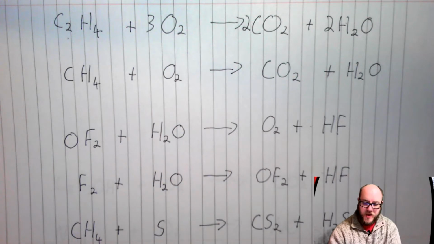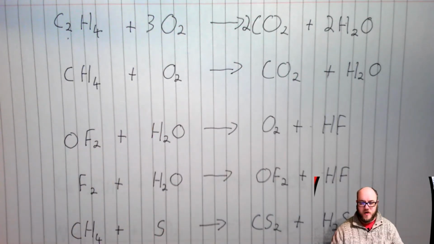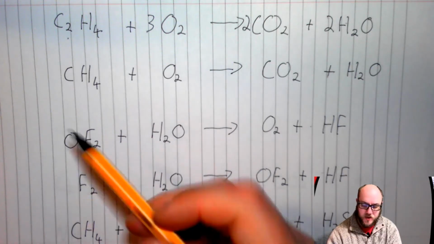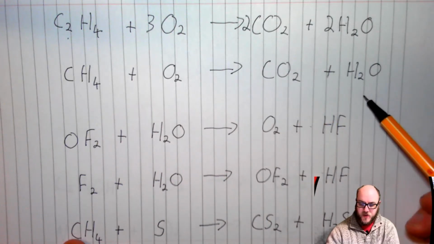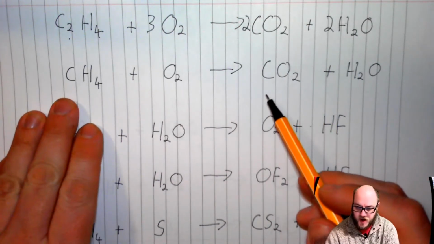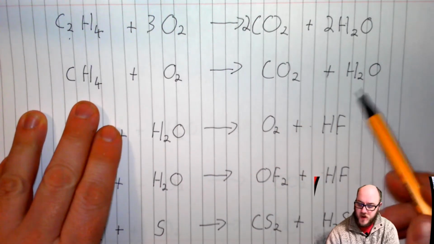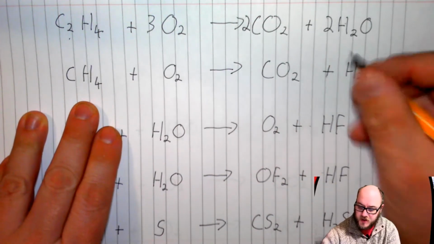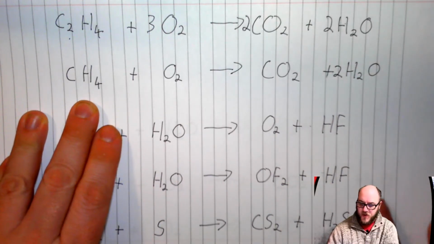And then this one, the burning of methane, we did earlier on. So let's see if we can remember how to do this. CH4 plus O2 gives CO2 plus H2O. I've got the right number of carbons. That's fine. I need 4 hydrogens. I only have 2 over here. So I'm going to take a gamble and say I need 2 there.